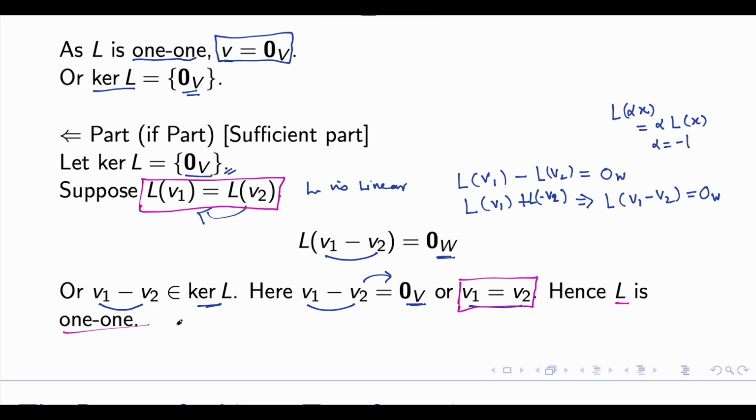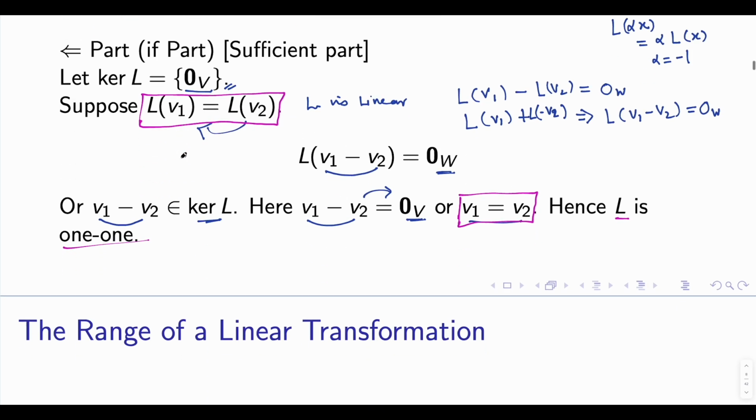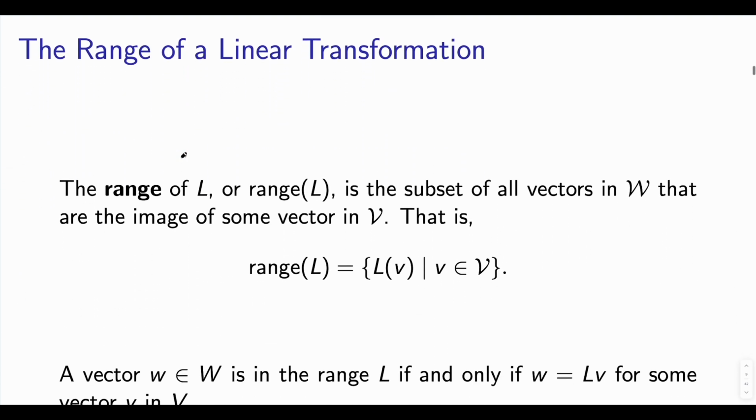This is a very important result. Any linear transformation whose kernel contains only the 0 vector is 1-1. Okay. Now another important result: as you have seen, the range of the linear transformation is a subset of all vectors in W that are the image of some vector in V. That means range of L is L of V, V belongs to V, right?